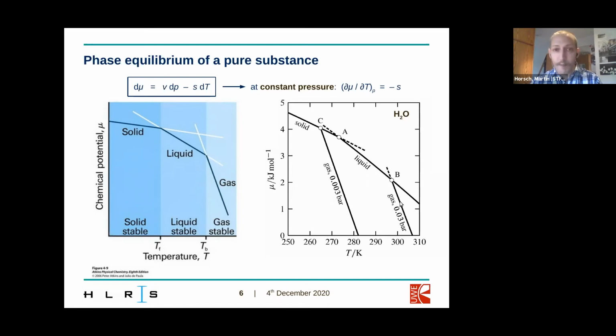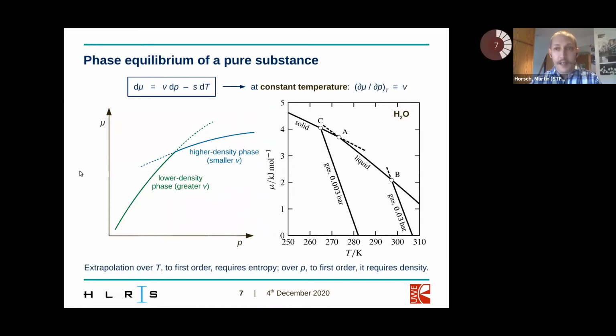Now we can also look explicitly at the dependence on pressure from the same equation. The derivative of chemical potential with respect to pressure is the molar volume, or 1 over density. And so if you look at mu over p, then the slope is the specific volume. The lower density phase has a steeper slope than the higher density phase. So for example, this could be the liquid and this could be the solid, or it could be the vapor and the liquid close to critical. And there you have an intersection.